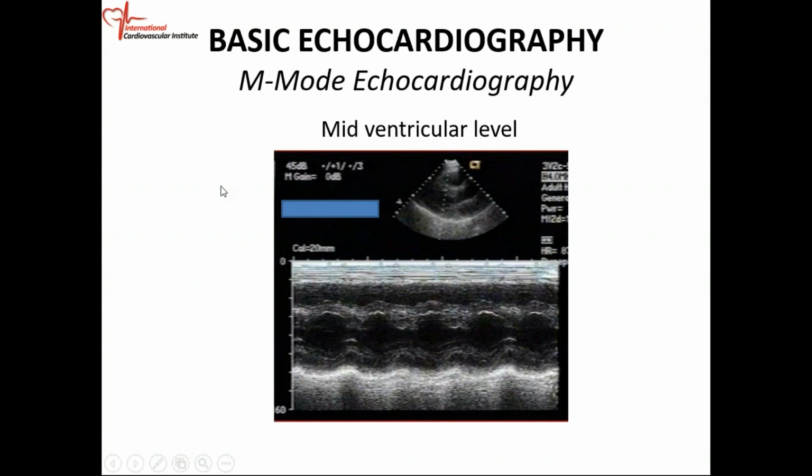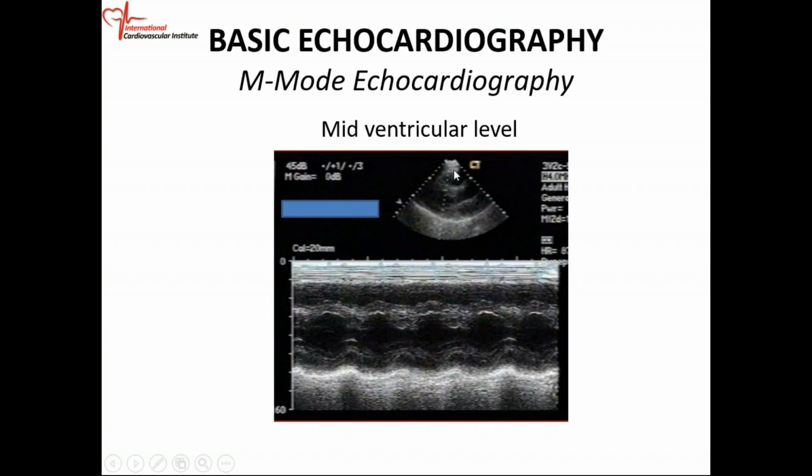And if we look at the mid left ventricular cavity, on top you have your two-dimensional image, which is a parasternal long axis view. Again, this symbol represents your transducer or your probe. This is your two-dimensional image, parasternal long axis.